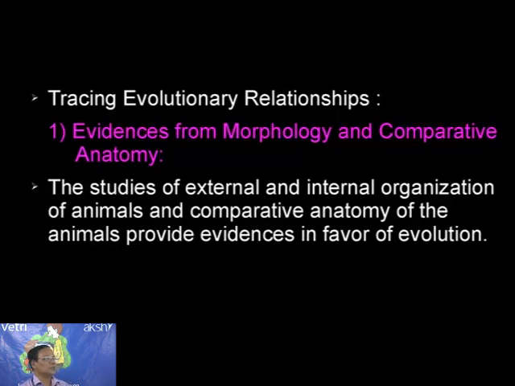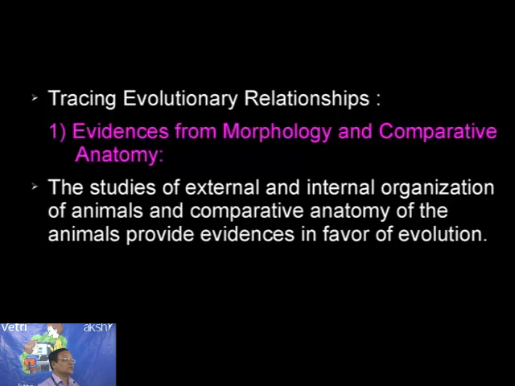Now first let us take the evidences from comparative anatomy. That is comparative morphology and anatomy. You know the meaning of morphology, nothing but the external appearance, and anatomy, nothing but the internal organization. So we are calling the external organization morphology and the internal organization anatomy.